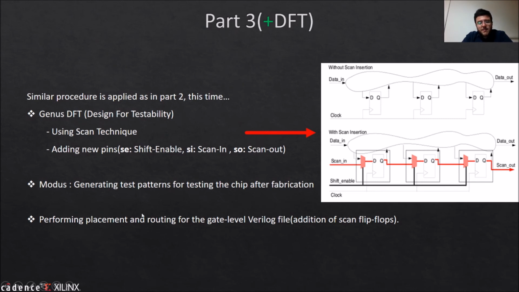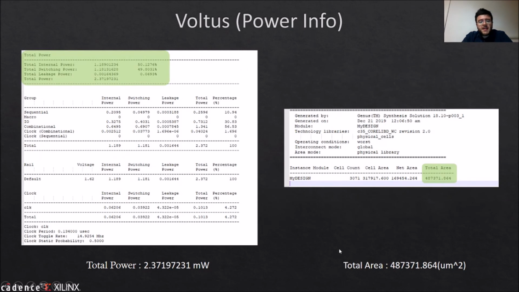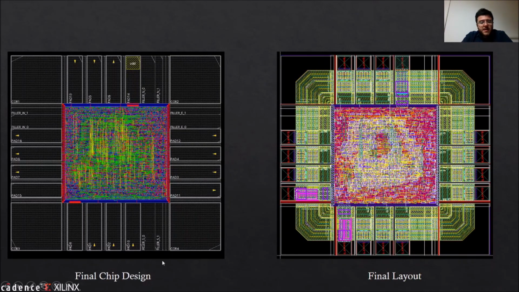And like in part 2, we perform placement and routing operations, but with the addition of scan flip-flops. In Tempus, I get timing info, the setup slack time and hold slack time, which can be seen here. In Voltus, I got total power information and total area information. At last, here you can see the finalized chip design and final layout.